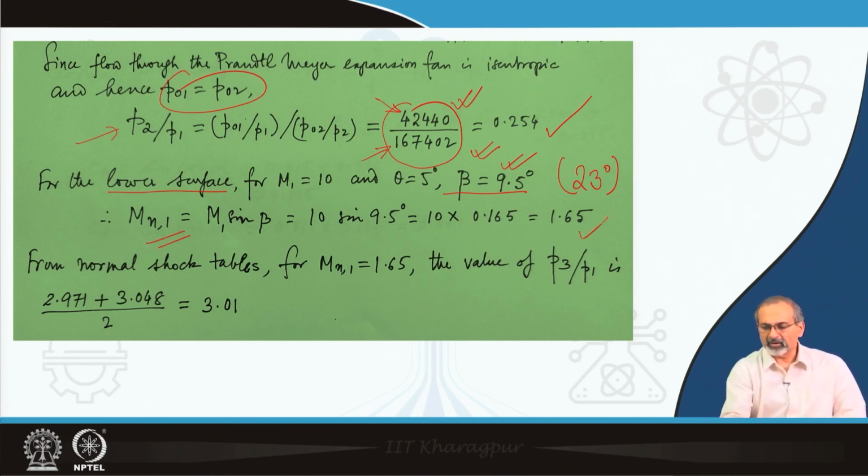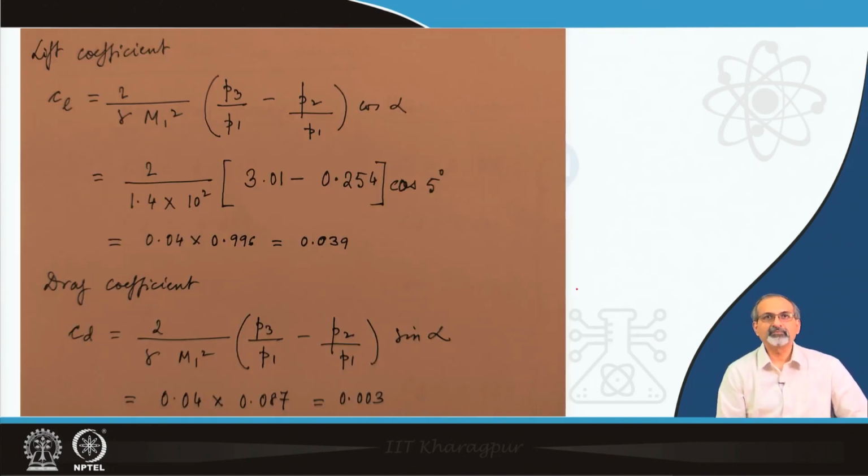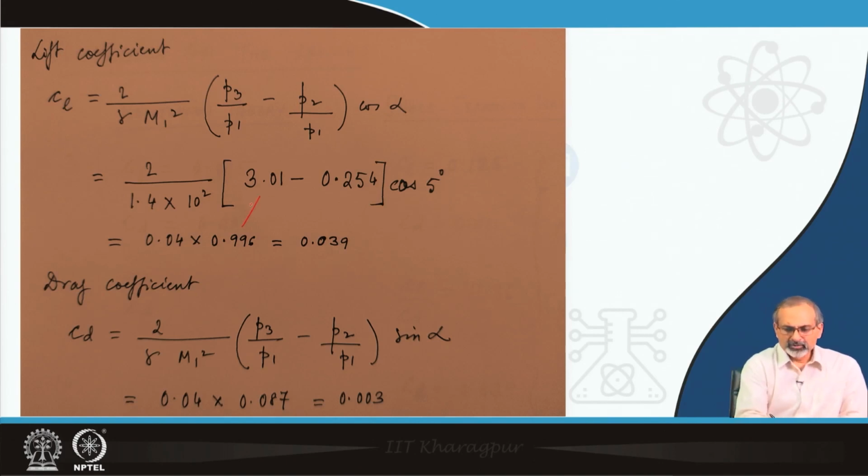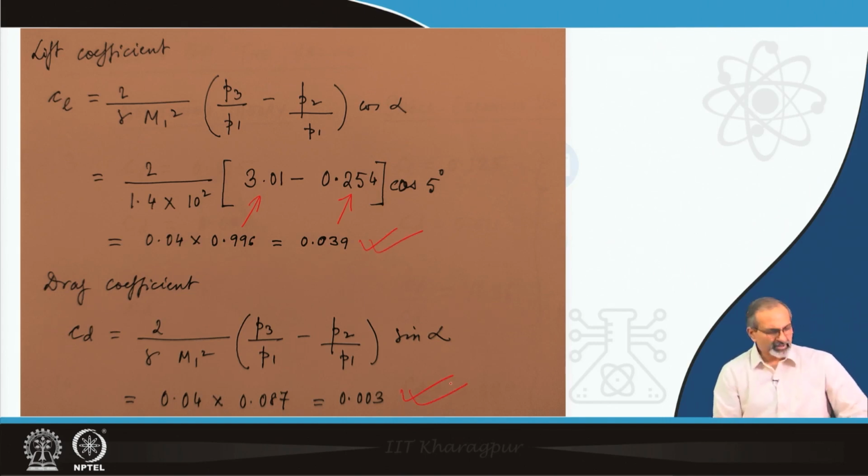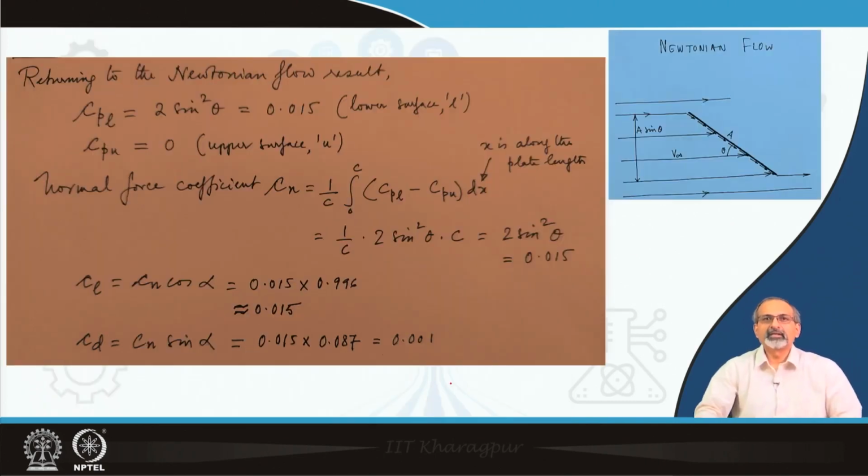The normal component of the upstream Mach number is 1.65, and based on the normal shock tables and with some suitable interpolation, you get the value of P3 by P1. You plug in the values of P3 by P1, P2 by P1 that you have obtained in order to get the CL and also the CD. So, this procedure is of course very similar to what we did for the lower Mach number, but here we are repeating it for Mach number 10.